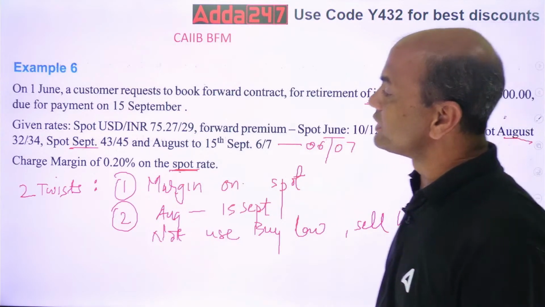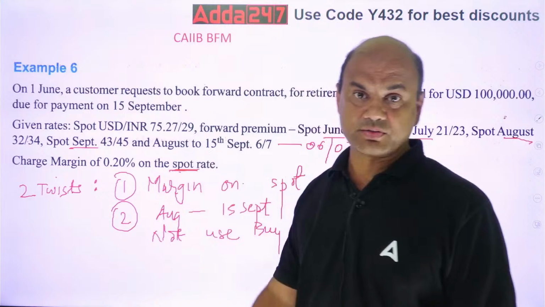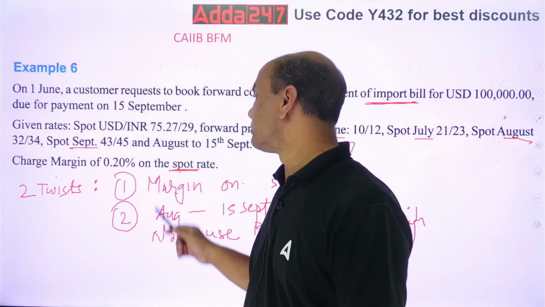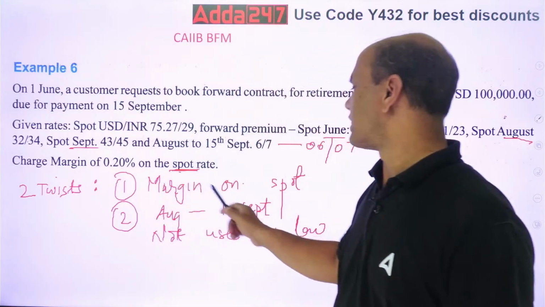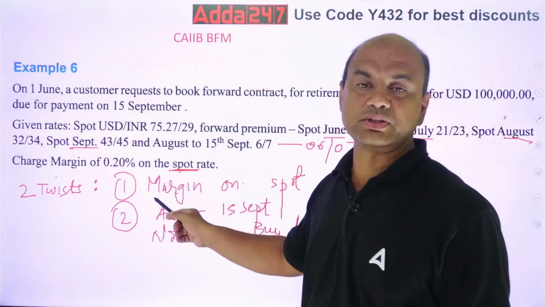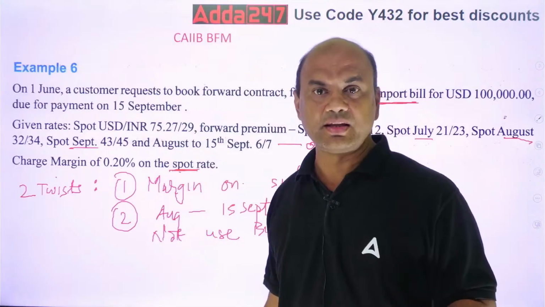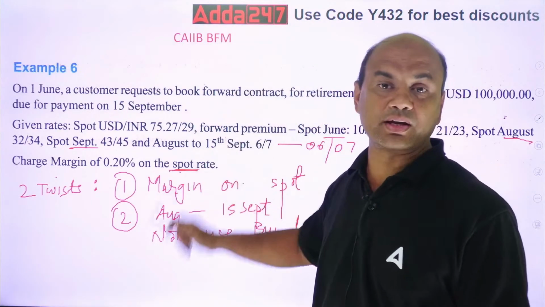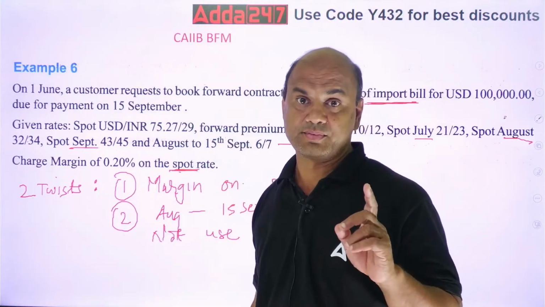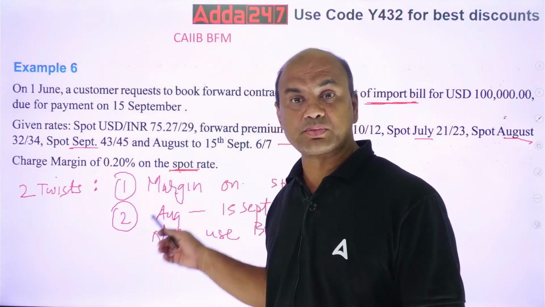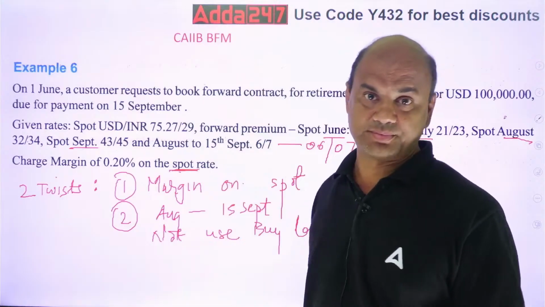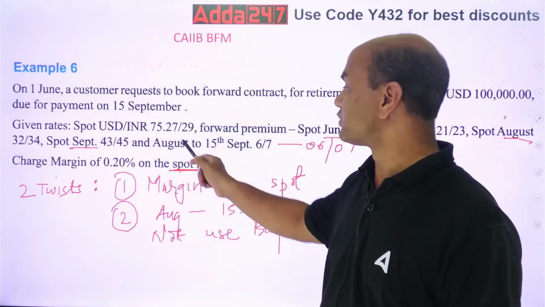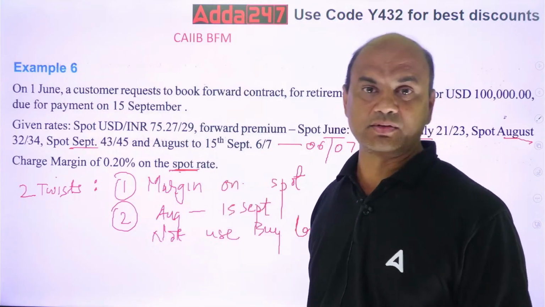There are two twists in this problem. Which are the two twists? Number one is margin is to be charged on the spot rate. This is the first twist. Generally, in any numerical, we charge the margin on the end rate which we get. But here, the margin is to be charged on the spot rate. Number 2 twist is August to 15 September forward rates are given.